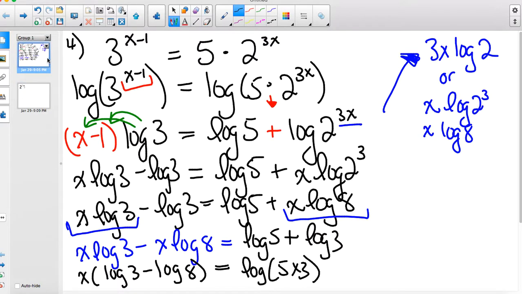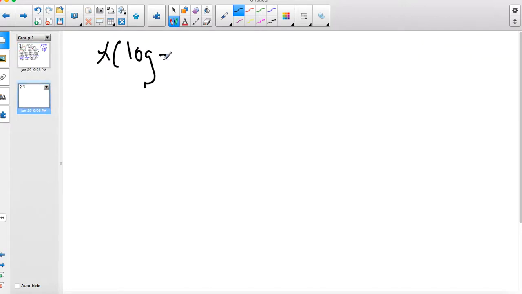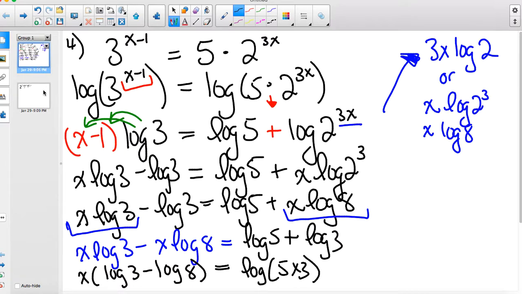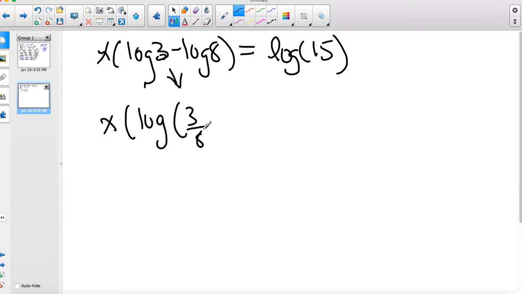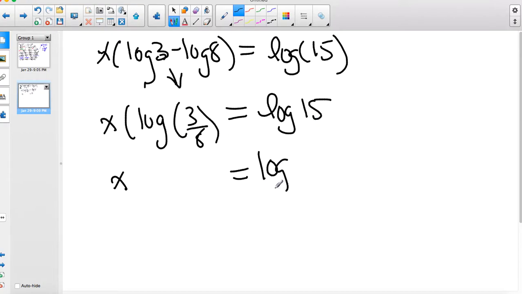Okay, I don't have space, so I'm going to go to another page, and it was x times (log of 3 minus log of 8) is equal to log of 15. Now, you could apply the property right here as well, which is x log of 3/8, because subtraction is a division, is equal to the log of 15. And now you're going to isolate your x. That means you're going to divide this thing on that side. So log of 15 over log of 3/8.